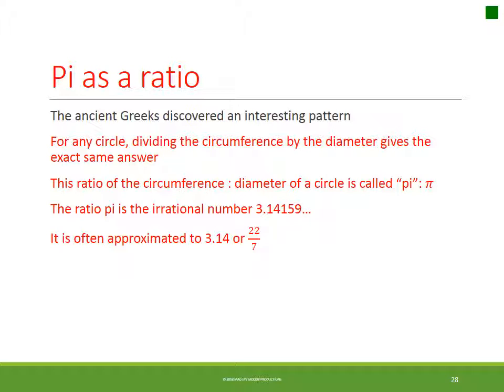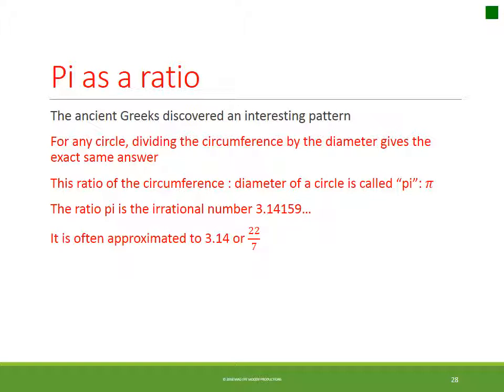The ratio pi is actually an irrational number, and we'll get to irrational numbers later, but irrational numbers are numbers that are non-repeating, non-terminating decimals. So if you divide a circle's circumference by its diameter, you get this quotient, 3.14159, and it goes on and on forever. It never stops. There are computers out there that are calculating pi to the millionth digit and beyond, because pi is irrational, so it never repeats and it never stops.